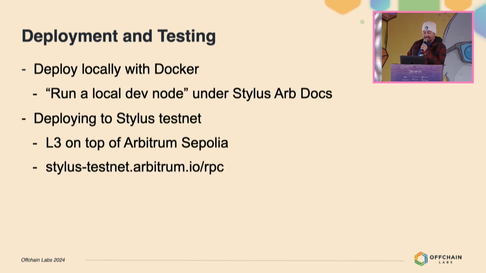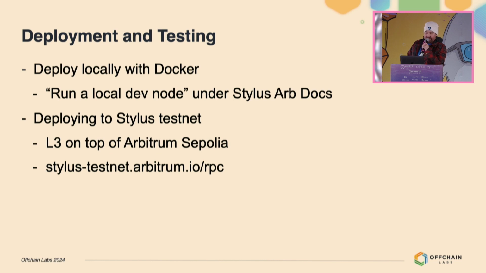To deploy and test your Stylus contract, you're going to need Docker. And if you look up under Run a local dev node on the Arbitrum Stylus docs, you should find a section that will explain how to install a local Arbitrum Nitro test node that will allow you to run a local node and deploy locally on your system.